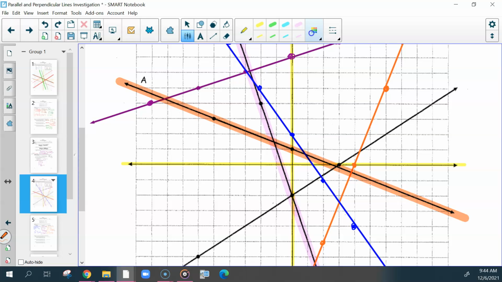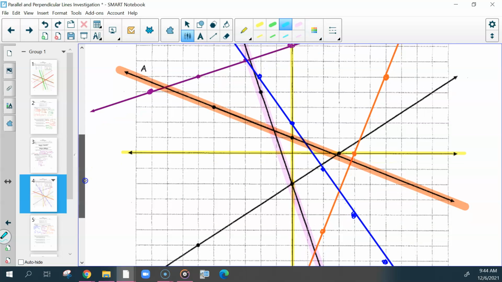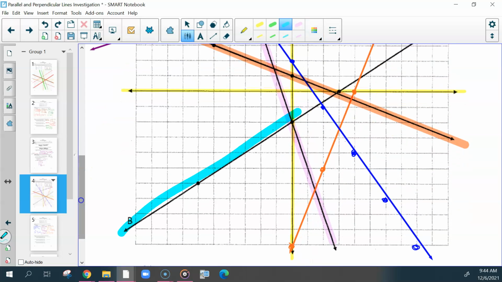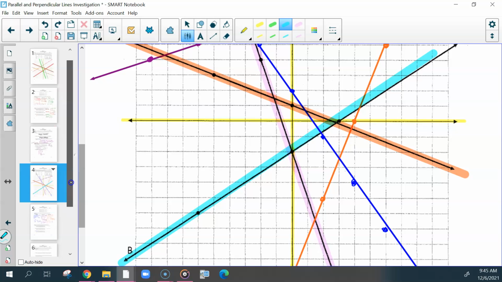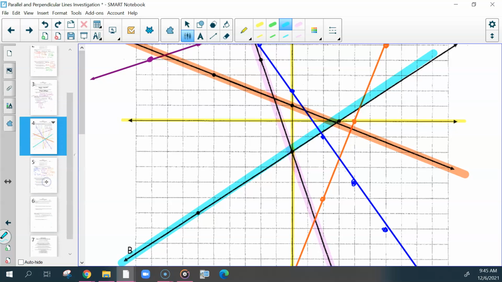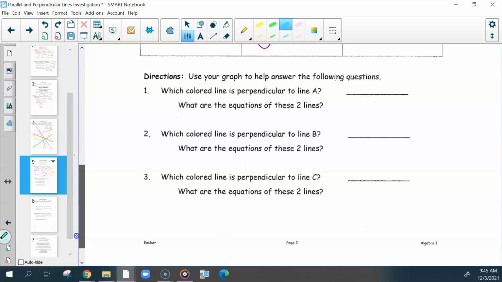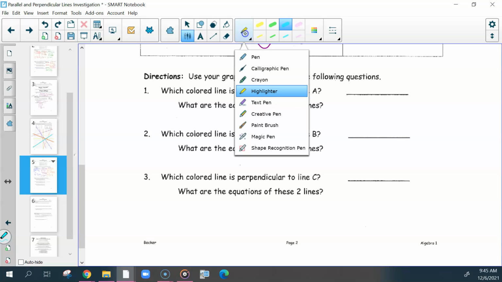Which leaves the blue line and B. And if we look at where they cross, they're making that T right here. Again, it's hard to see when all of the lines cross each other. But you can write down those two, or those three.